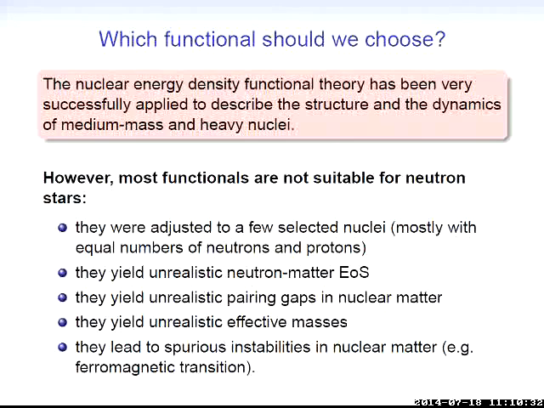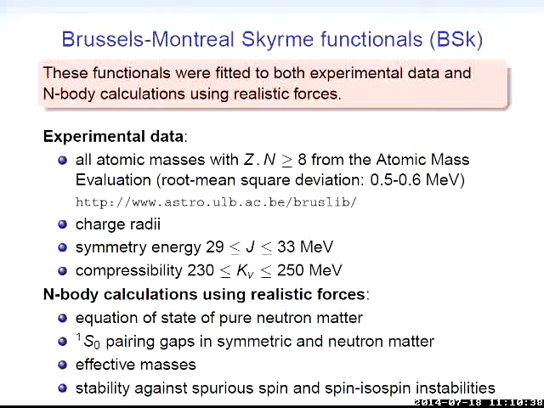So this is the reason why we have been trying to improve functionals, proceeding step by step, trying to optimize them. For this purpose, we have used experimental data, but also tried to rely on many body calculations. For experimental data, we take all experimental masses, about 2,000 such measurements, charge radii, and we also check the symmetry energy.